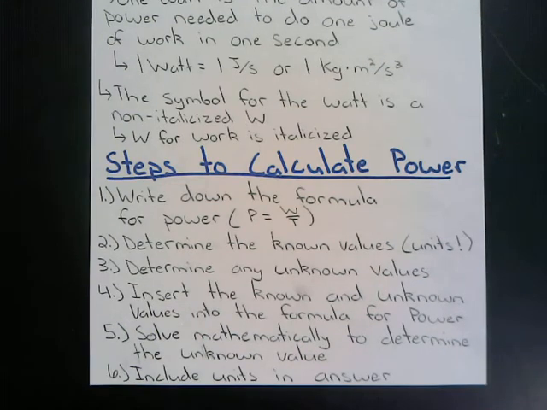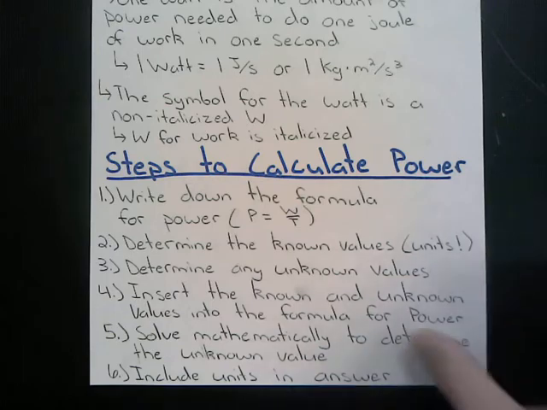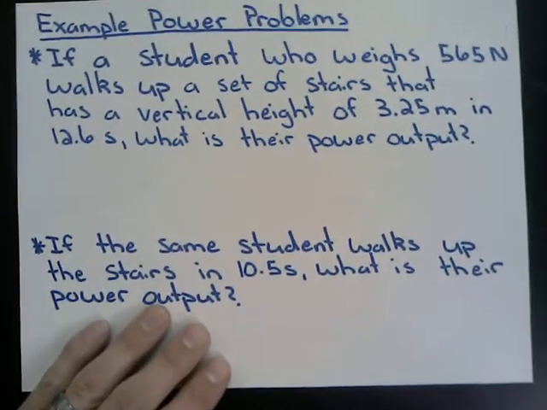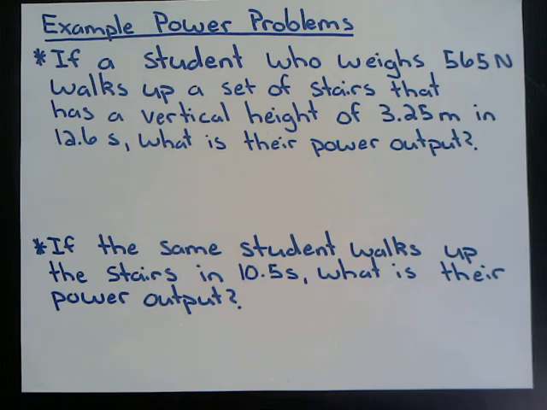All right, so let's go ahead and put these steps to the test in a couple example problems. So we'll switch gears here. We'll go to the example problems. And we have this. We have a student who weighs 565 newtons and walks up a set of stairs that has a vertical height of 3.25 meters. This all occurs in 12.6 seconds. We ultimately want to know what is the power output of that student.